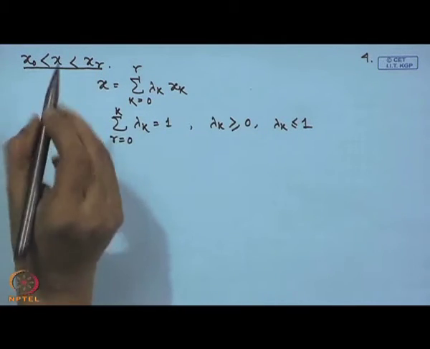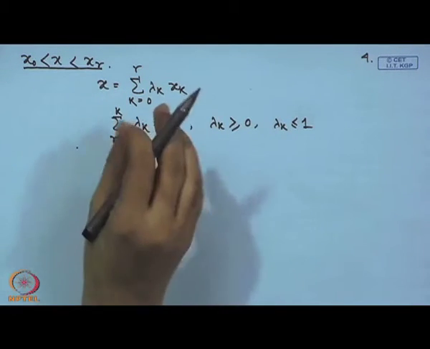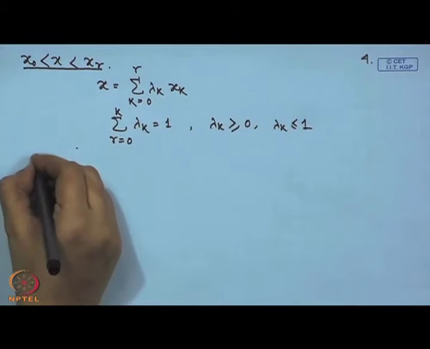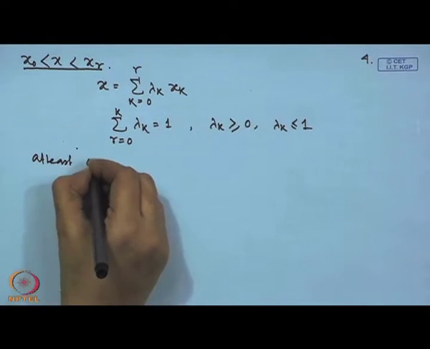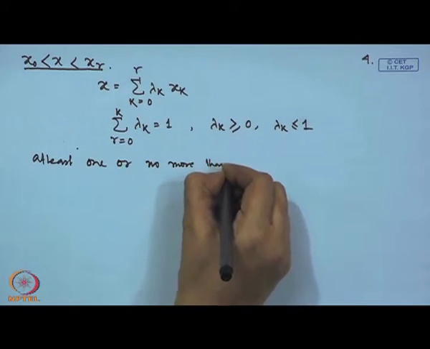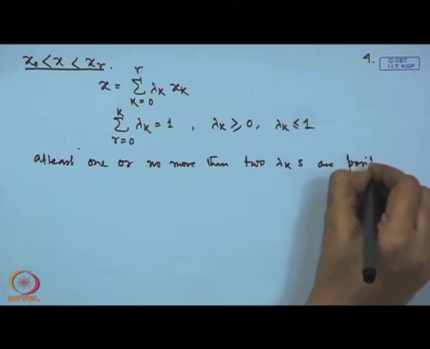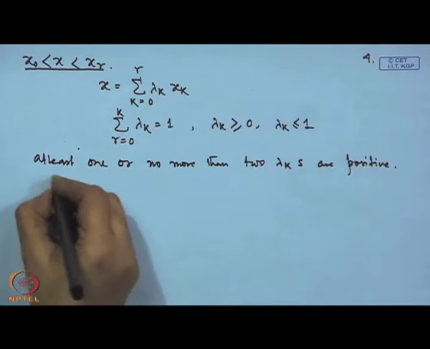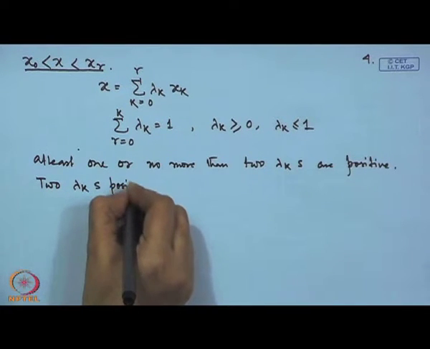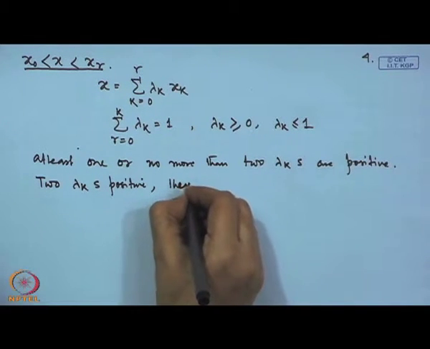And another condition we should impose, that since x is a point in between x naught to xr, x must be in either of the partitions. That is why x cannot simultaneously lie in 2 partitions at a time. That is why we should impose the condition here, at least 1 or no more than 2 lambda k's are positive. Not only that, if 2 lambda k's are positive, then they must be consecutive.